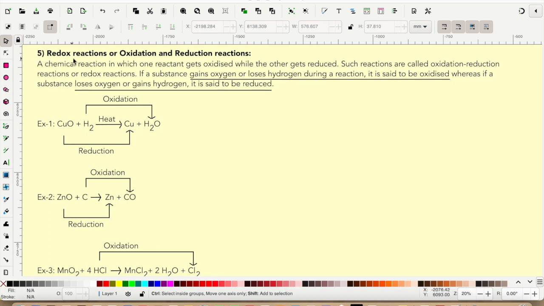Next one is redox reactions, or oxidation and reduction reactions. A chemical reaction in which one reactant gets oxidized while the other gets reduced. Such reactions are called oxidation-reduction reactions or redox reactions. If a substance gains oxygen or loses hydrogen during a reaction, it is said to be oxidized. Whereas if a substance loses oxygen or gains hydrogen, it is said to be reduced. Let us understand this with the help of these examples.